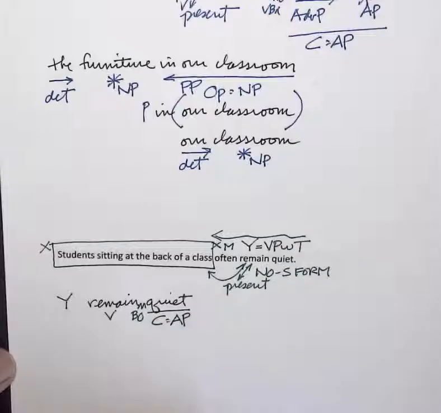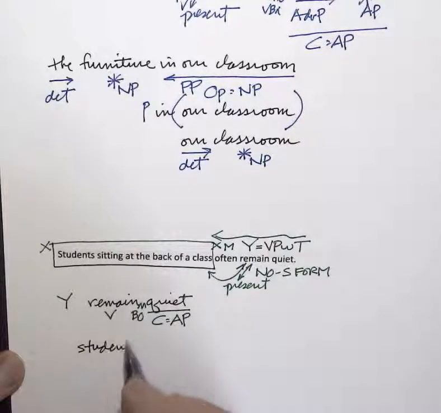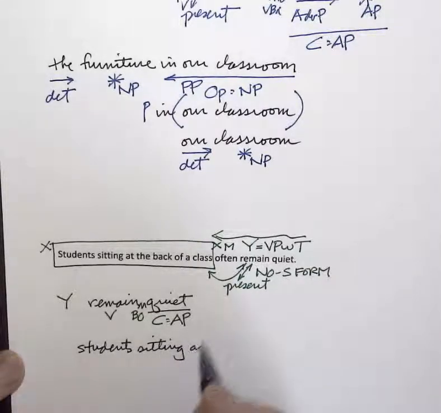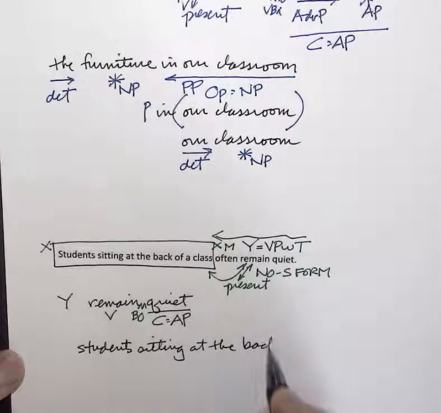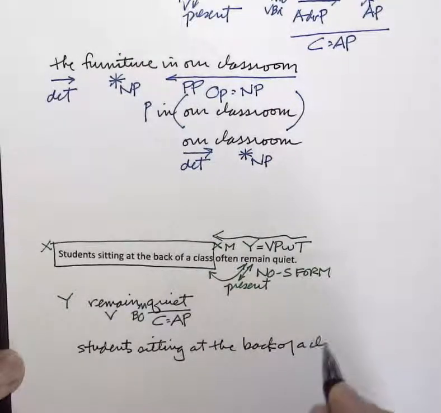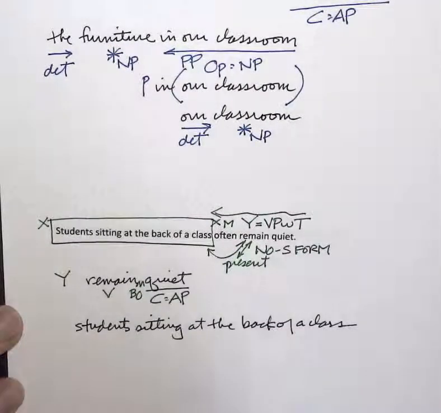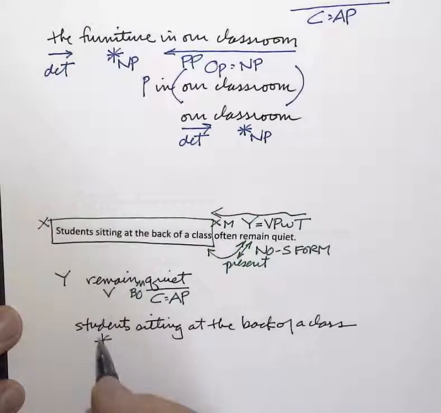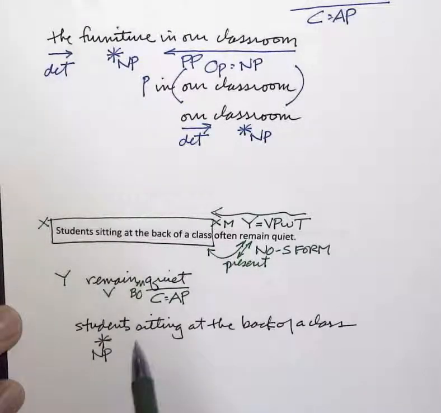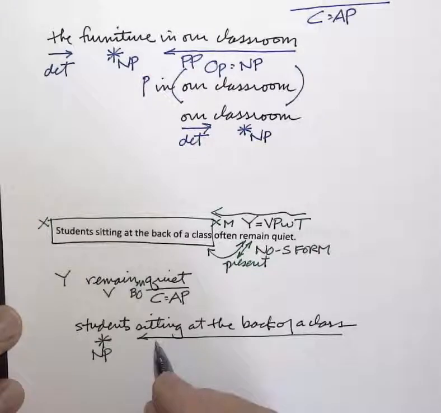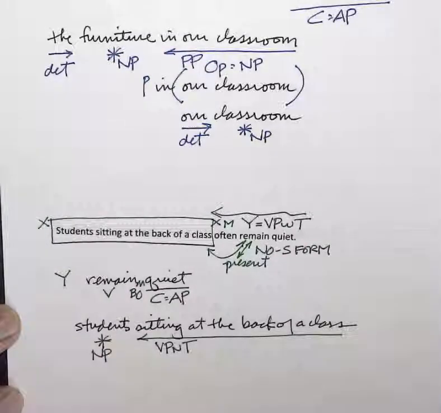Now, let's take a look at the subject next, because we're going to analyze everything. Students sitting at the back of a class. And let's see what we have here. It's a noun phrase. Students is the noun phrase head. And sitting at the back of a class is our modifier. It's a verb phrase, no time. It's ing form. Let's rewrite our verb phrase.